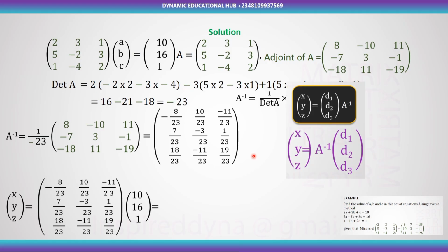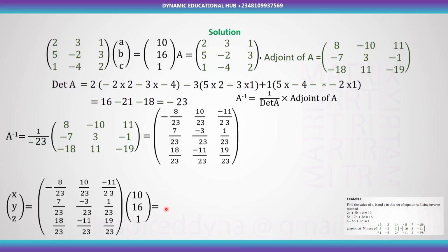Now working with what we have here, do you recall our formula? This is our formula to find the unknown matrix, which is the unknown constants. Now let's plug in what we have inside that formula. So we are going to have this. Having this, x, y, z is equal to this. We want to multiply them together. So let's quickly do the multiplication of this matrix.